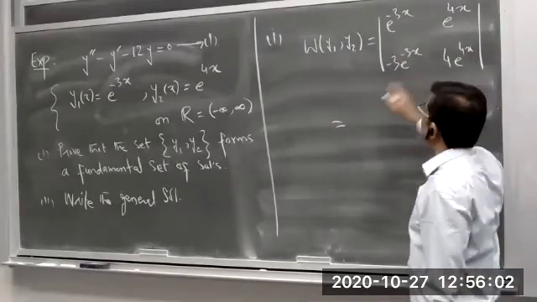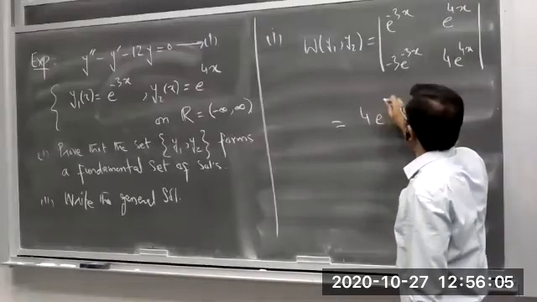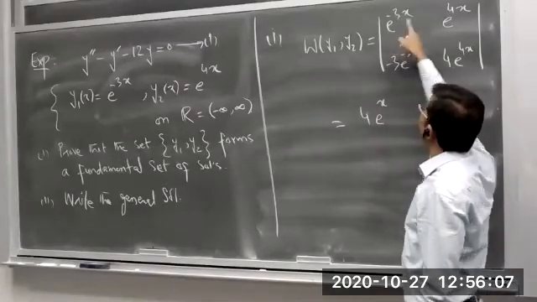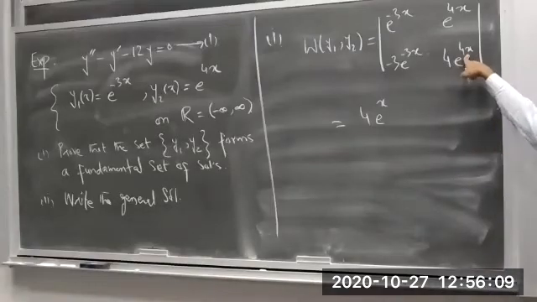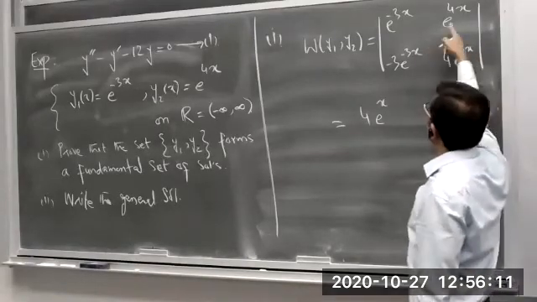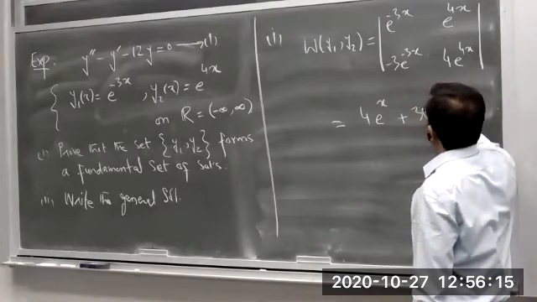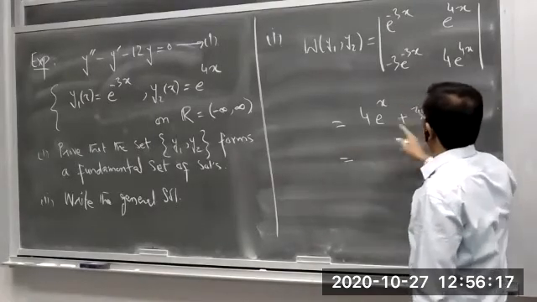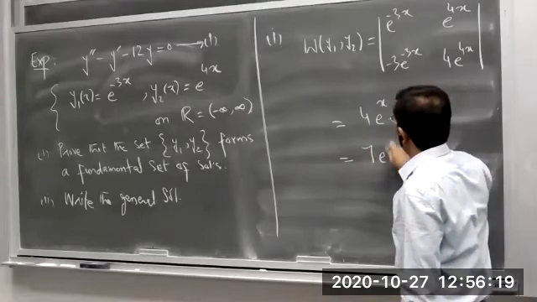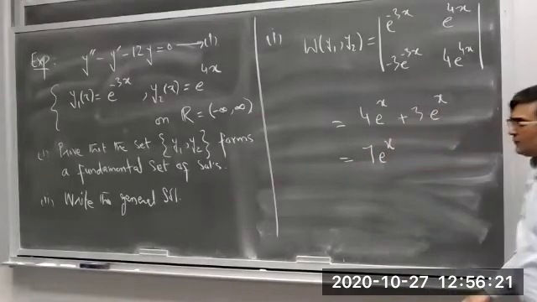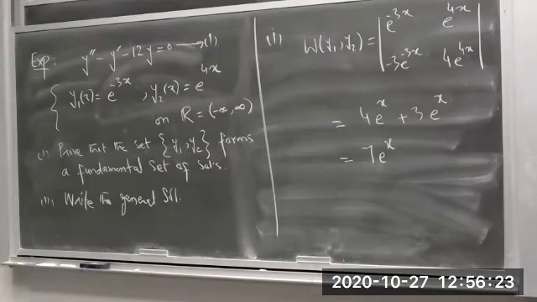When we multiply these two, what do we get? 4 times e to the power x, because minus 3x plus 4x becomes x. And then we multiply these two, minus minus, plus 3 times e to the power x again. So we solve it. It is 7 e to the power x. Now, would this be 0 for some value of x? Anyone?